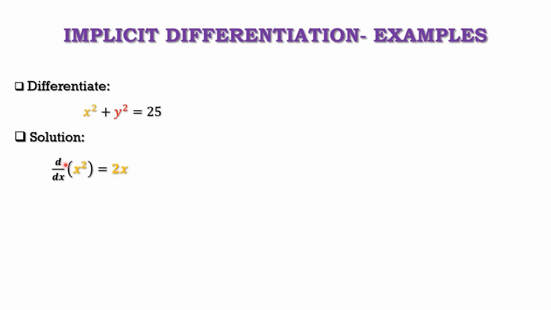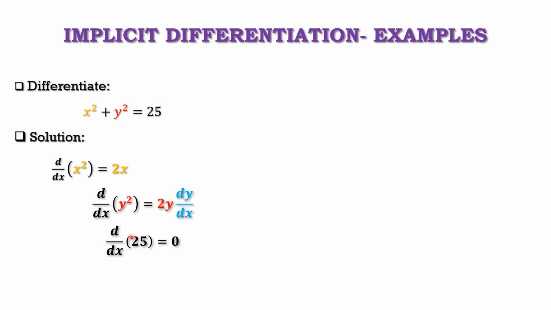So let's see some examples of this particular study. So we are going to have implicit differentiation examples. First we have to differentiate an expression of the form x squared plus y squared equals 25. So for the steps, this becomes the solution. First we need to differentiate term by term. The derivative of x squared will be 2x, and the derivative of y squared will be in the form 2y dy/dx.